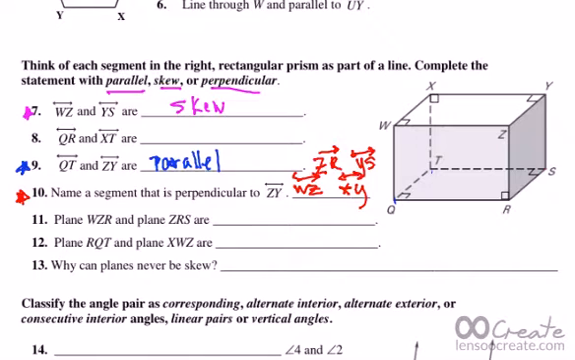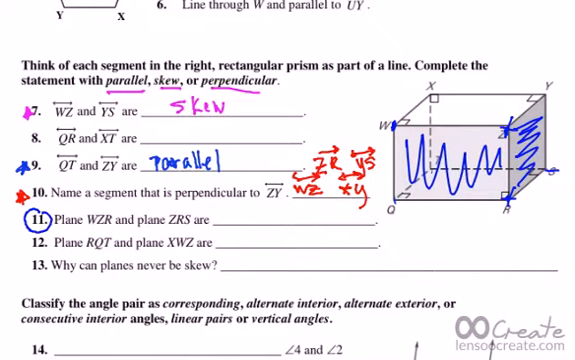We are going to look at planes here. If we look at question 11, plane WZR, here's W, here's Z, here's R. We're talking about the front of the box, and we're going to put that with plane ZRS, which is the side of the box. Those two would be perpendicular.